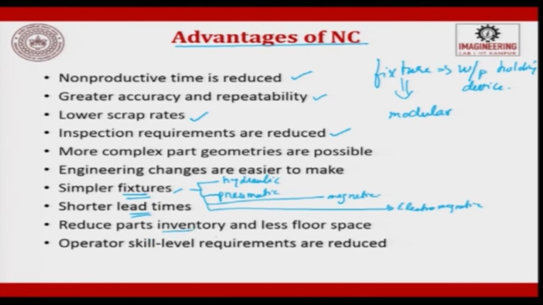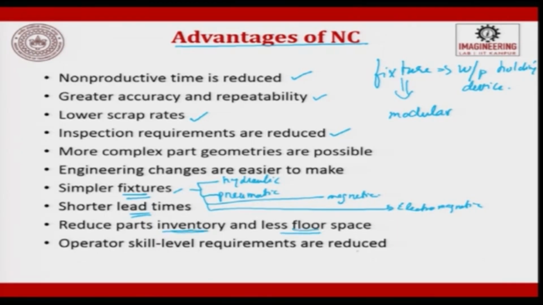Inventory, reduced part inventory and lesser floor space. So, what was done in 6-7 machines could now be done in one machine, and since 6-7 machines are lined up, between each machine you will have an inventory. Now, all these things happen in one machine. So, the inventory is also reduced, the floor space is also reduced.